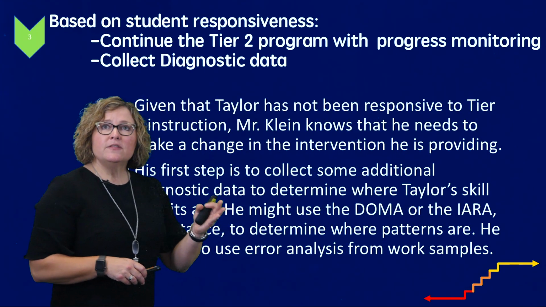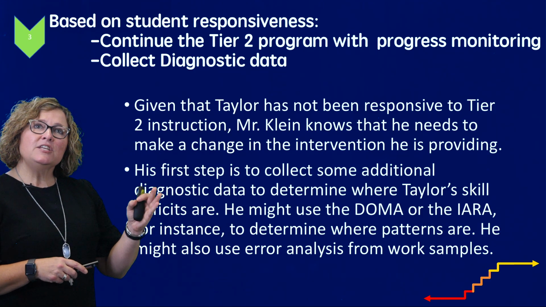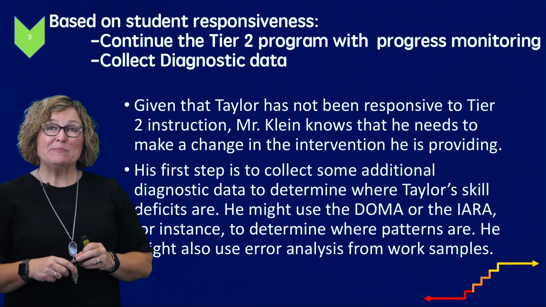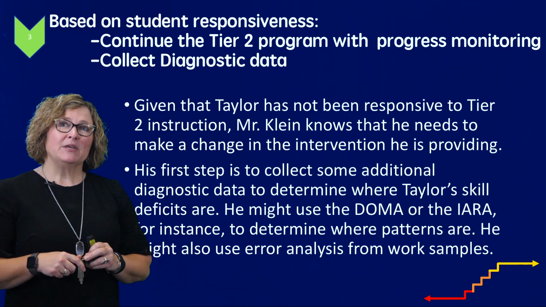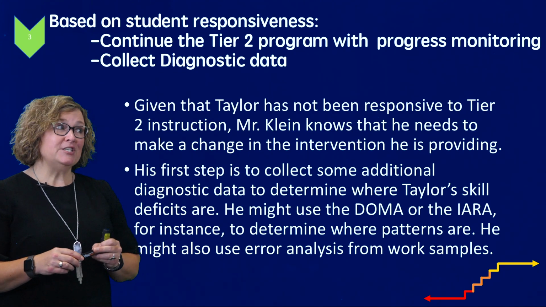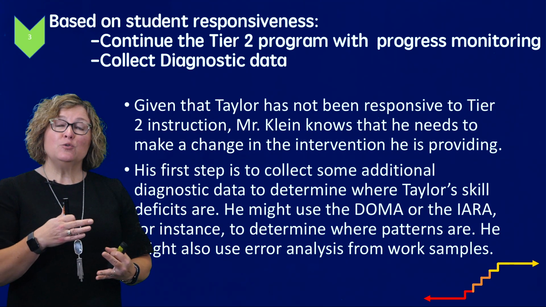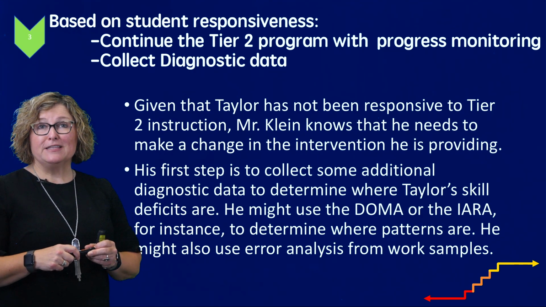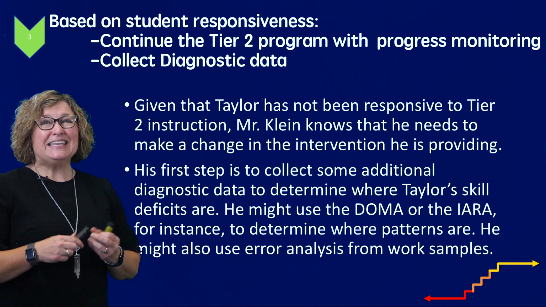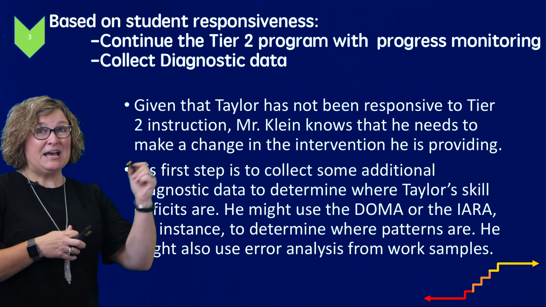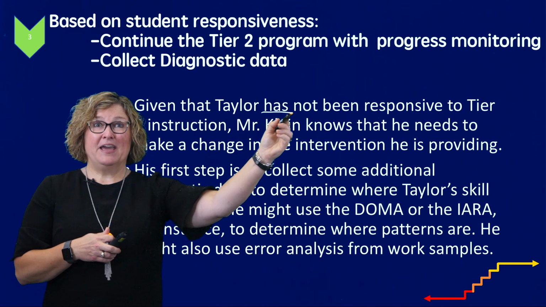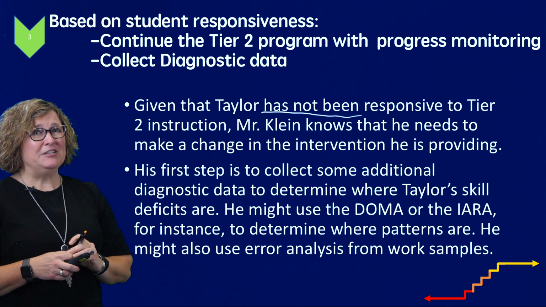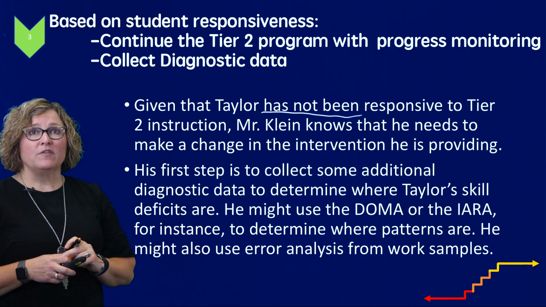So based on that student data, he has to make a decision about whether he'll continue the current programming, the Tier 2 programming, or if he'll actually collect some additional diagnostic data to make a different hypothesis and perhaps make a change in the instruction that's being provided. Given that Taylor has not been responsive to Tier 2 instruction, Mr. Klein knows he needs to make a change in intervention.